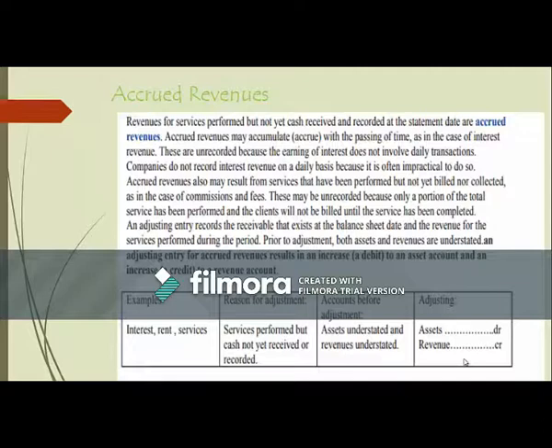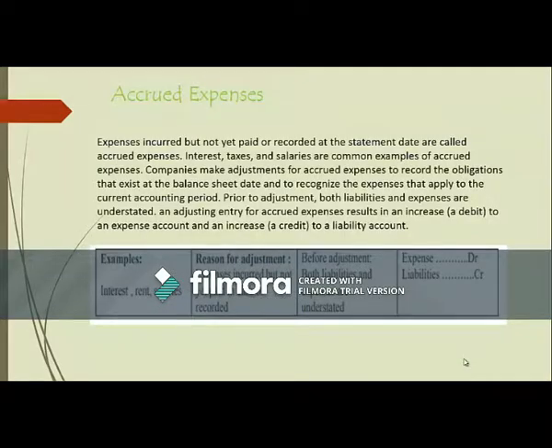Next topic is accrued revenue. Accrued revenue means revenue has already occurred, but cash is not received yet. I have already worked for my client, but I haven't been paid yet. Next one is accrued expense. Accrued expense is just like accrued revenue. That means the expense has already occurred, but we didn't pay the money yet. For example, the example of that biscuit.